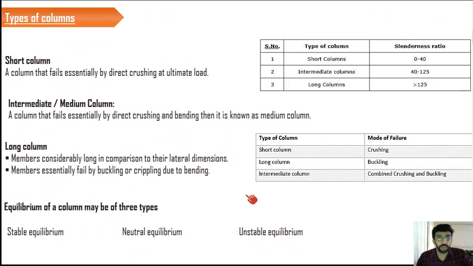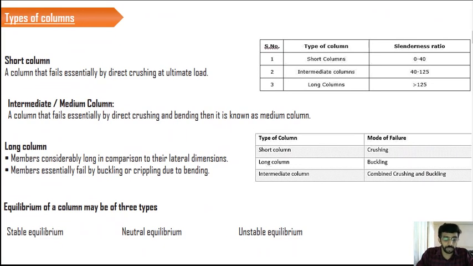Now moving forward, what are the types of columns? What are the basic types of columns? That's one of the important things we have to discuss. Basically, columns are divided into three categories. One is the short column, second is the intermediate column, and finally we have the long column. It's purely based upon the slenderness ratio, which you are not familiar with right now. We will discuss that later. But short, intermediate and long columns are categorized using the slenderness ratio. So kindly note down these values, which will help you to categorize the columns.